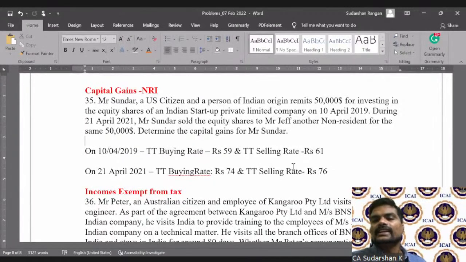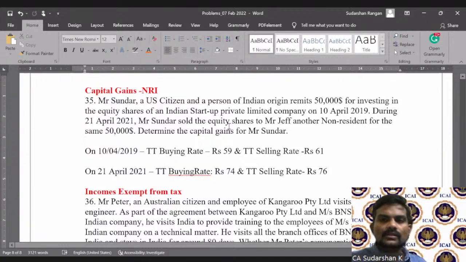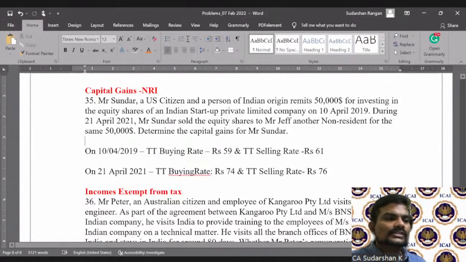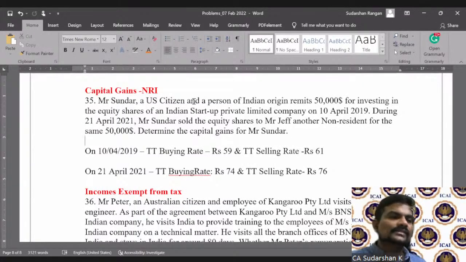So Rule 115A talks about the mechanism: SBI TT buying rate, average of TT buying and selling rate. The idea of the first proviso is to give you the foreign currency fluctuation benefit, because that is not in your control, so a benefit is given to that effect. So this is what I wanted to touch on in the capital gains part. The rest of it is nothing very specific. It is otherwise very similar to Sections 112 and 112A.